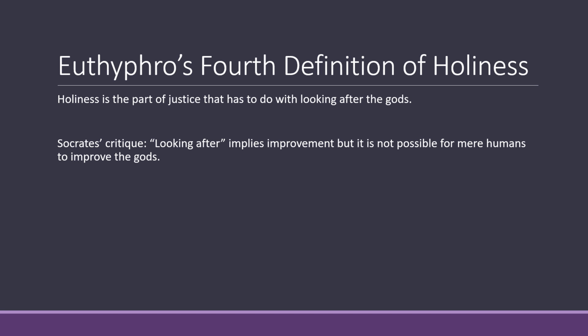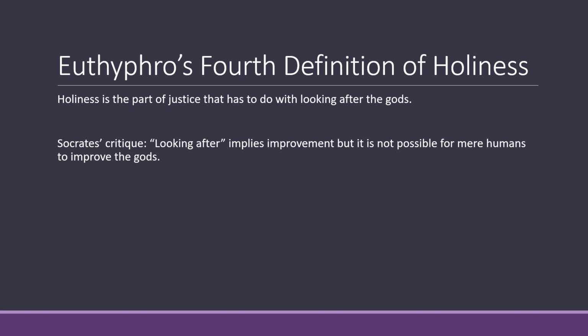And so what Socrates is saying to Euthyphro is, maybe what you believe is that holiness is part of doing the right thing with respect to the gods. And Euthyphro says, exactly, that's exactly what I've been trying to say all along. So now Euthyphro has accepted this suggestion made by Socrates. Socrates then says, well, okay, now let's see whether or not this suggestion makes any sense. So now we're saying that holiness is part of, or it's a species of justice that has to do with looking after the gods. And Socrates points out that looking after implies improvement.